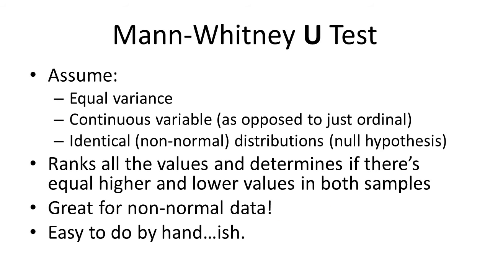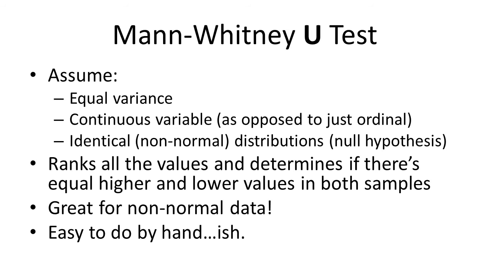So moving on to the non-normal tests, you have the U-test. Here you assume that you have equal variance and that it is a continuous variable as opposed to just being ordinal. So there are values like 0.1333 and 3.445 or something. And then the big assumption is that you have identical non-normal distributions, which is your null hypothesis.